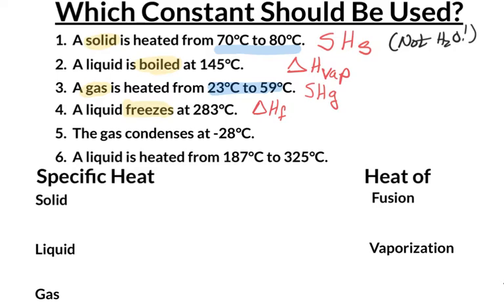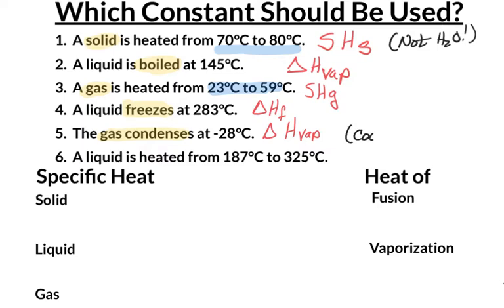Now number 5, we have the gas condenses at negative 28 degrees Celsius. So what do we see here? We have a gas, it's condensing, and it gives us only one temperature. That tells us that it's a heat of, because there's only one temperature. It's saying it's condensing, which is a change of state. Condensation is when it goes from a gas to a liquid. So that one is going to be a vaporization. And again, this appears to be one of the ones where it's cooling rather than heating.